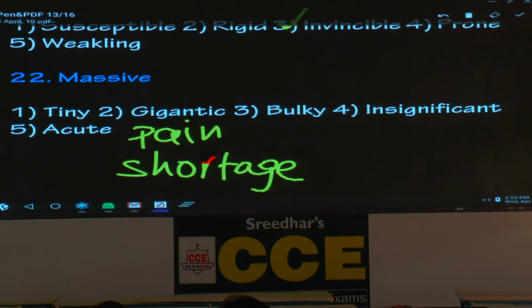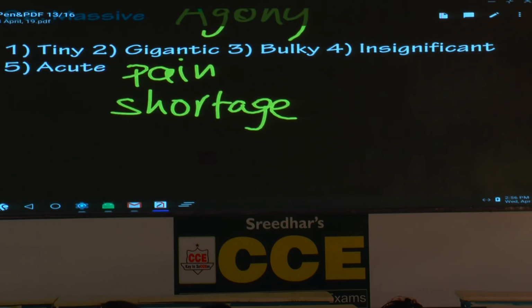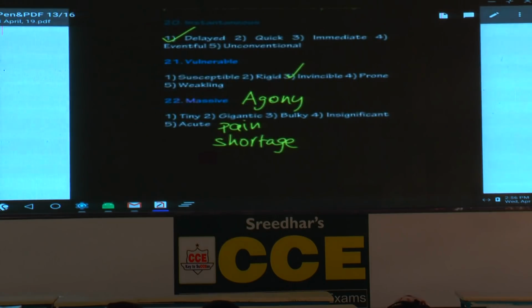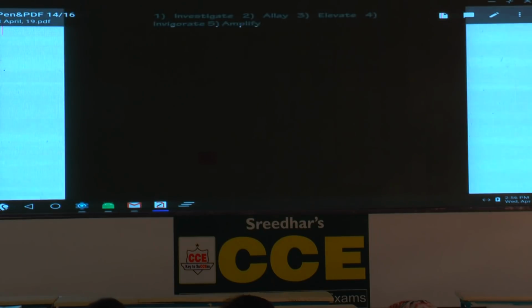And severe pain, what is the word? There is one word. We use the word agony. Agony means severe pain. And agony takes the adjective, physical agony or mental agony. Both could be used. So what is the answer here? The first option, massive, opposite, tiny. You must have got all the three correct.